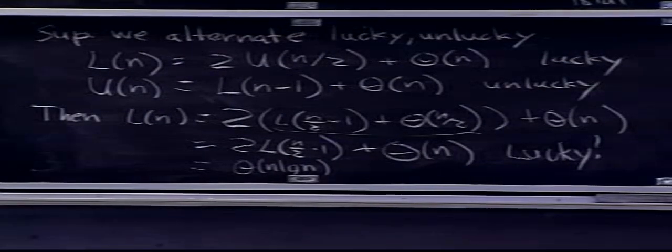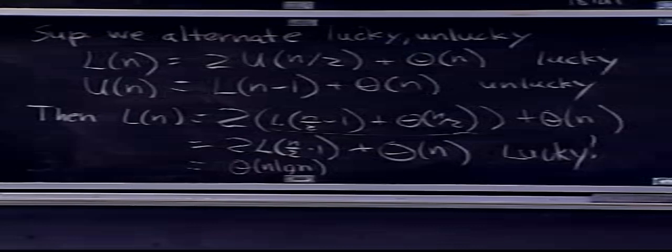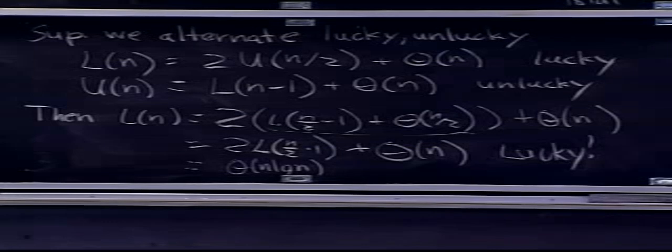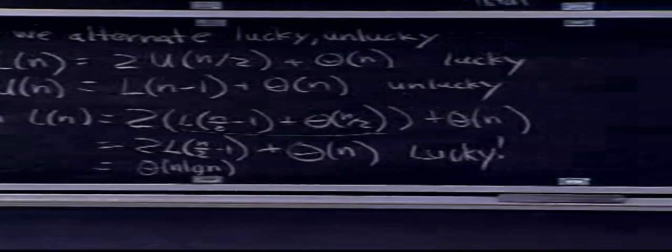So this is good, right? Half the time I was unlucky, and yet the times I was lucky, they end up controlling the solution to the recurrence. And so I get a fast algorithm. So how can I make sure that we're almost always lucky? Or lucky enough, at least a good fraction of the time we're going to be lucky.